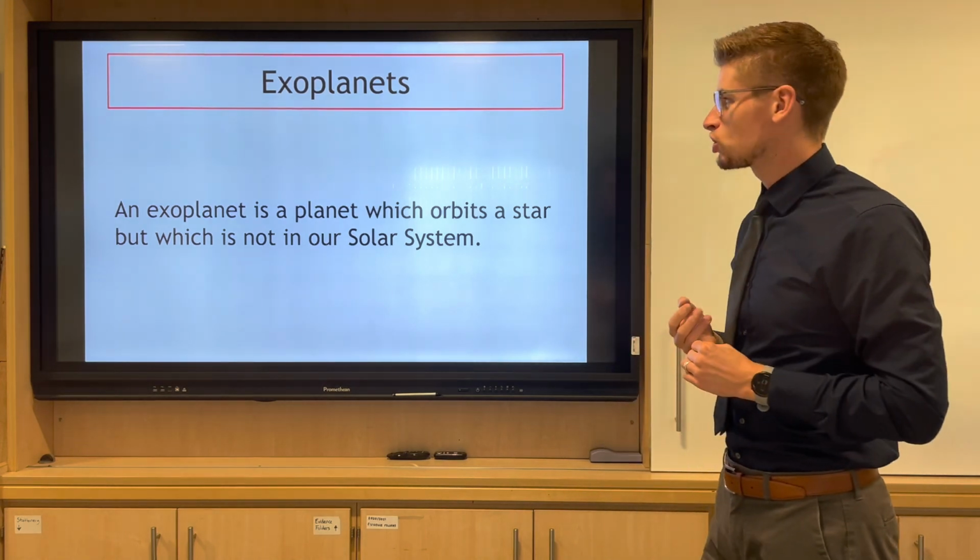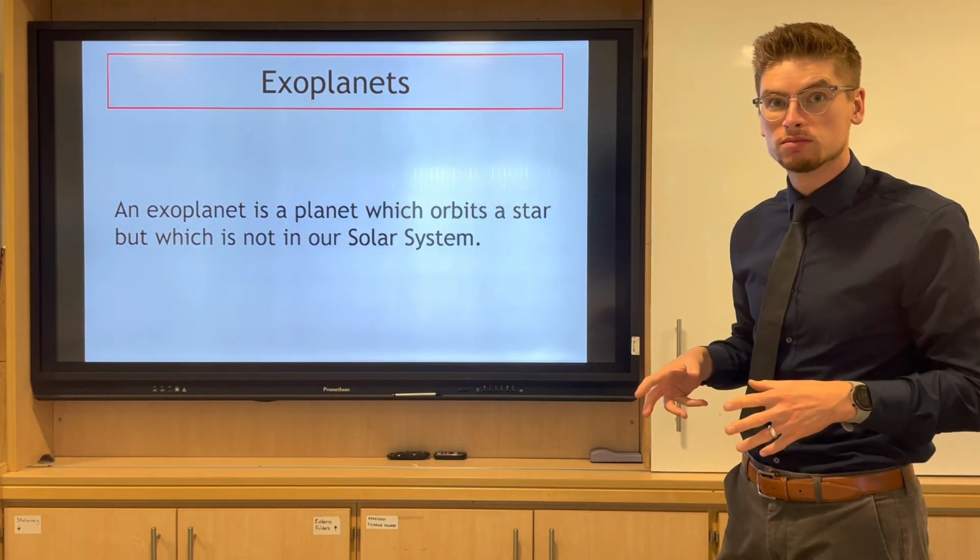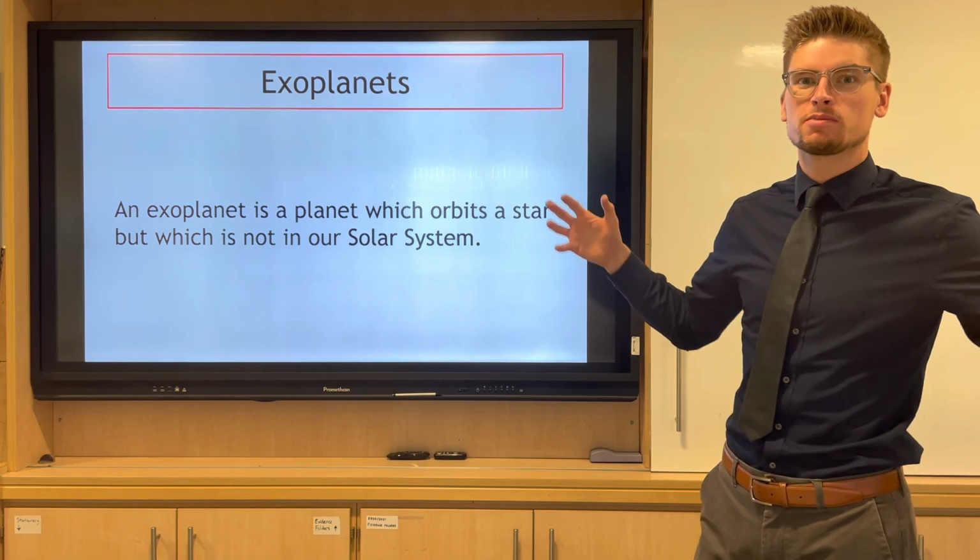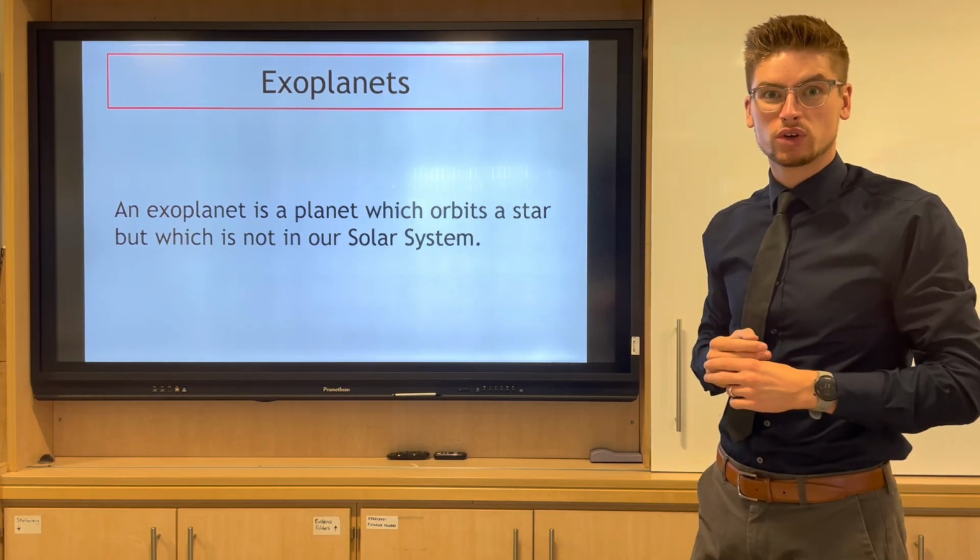Exoplanets are planets which orbit a star, but not in our solar system. So we've got our planets. Exoplanets are basically planets outwith our solar system.